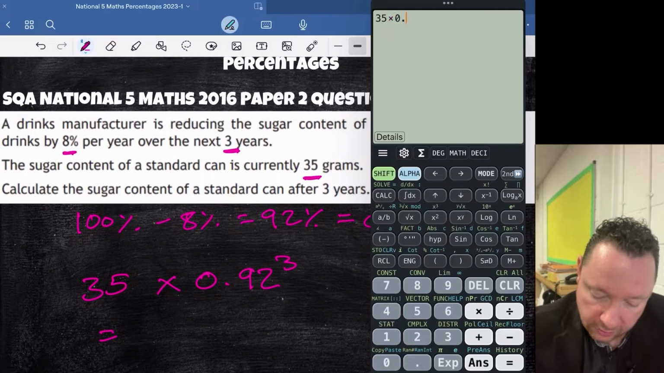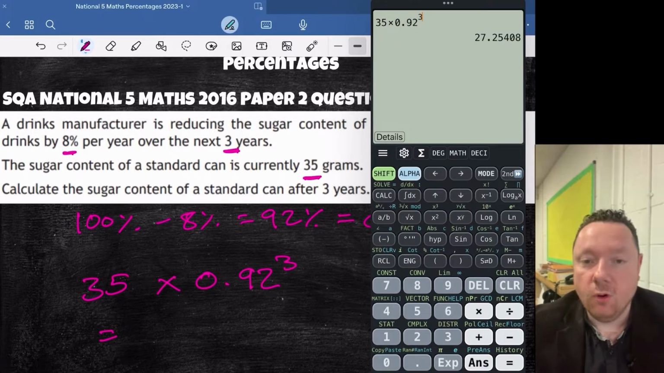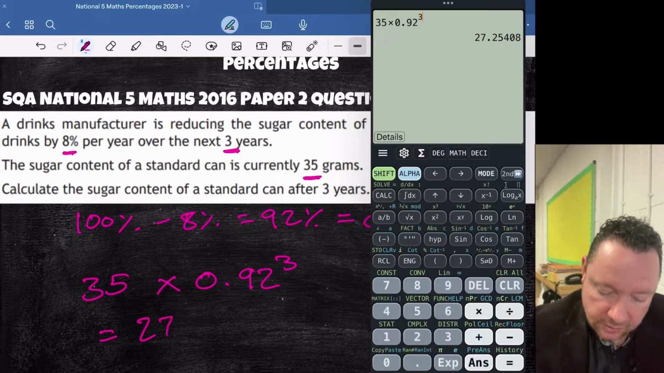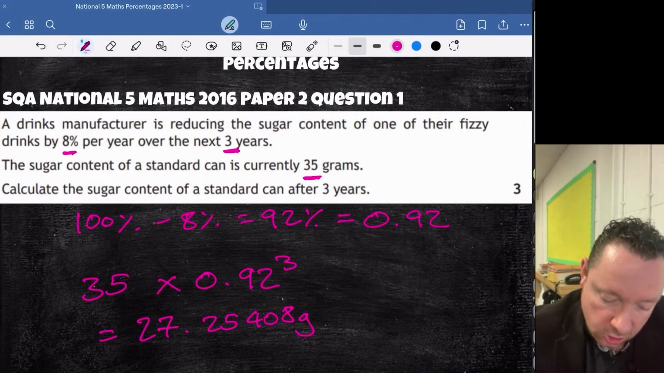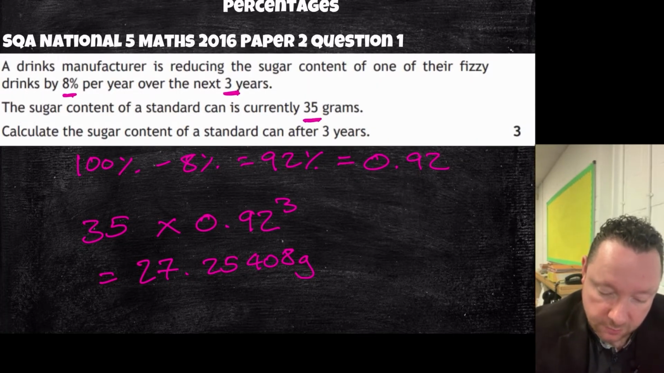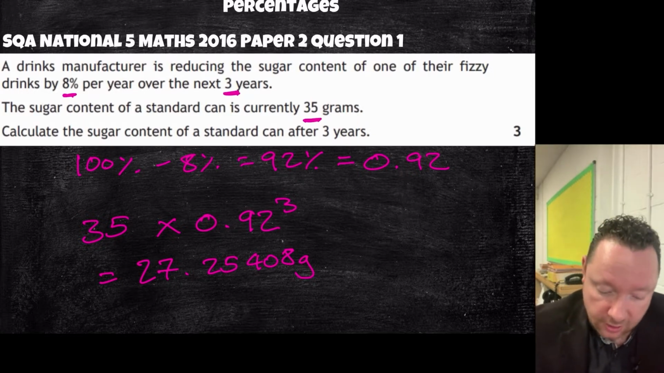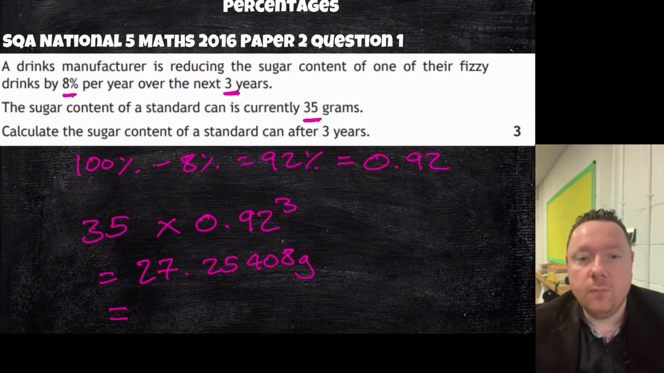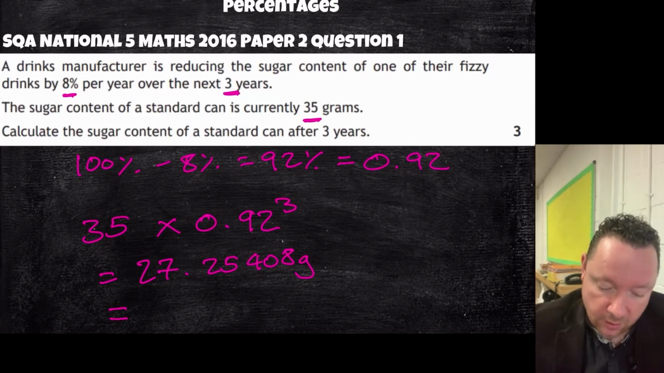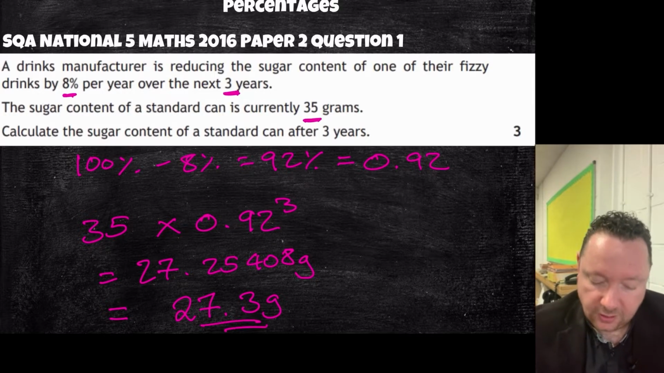35 times 0.92 to the power of 3 is 27.25408 grams. Just check, is there any particular rounding involved? Nope. So chances are there will not be a mark for rounding, so you could just write it like that. Or if you want to neaten this up a little bit, 27.3 or 27.25 would be an acceptable answer. I'm just going to write 27.3 grams. Even 27 would be fine.